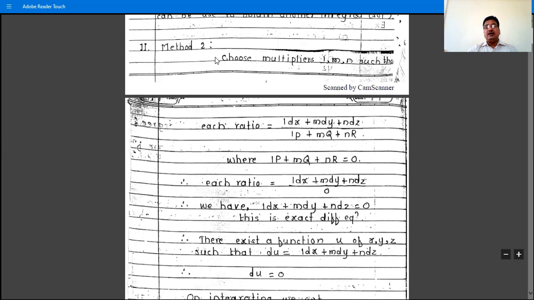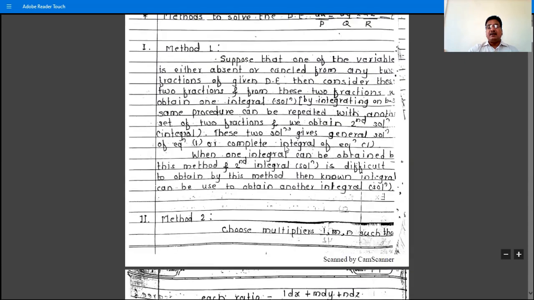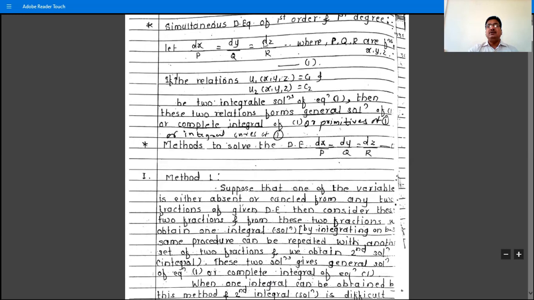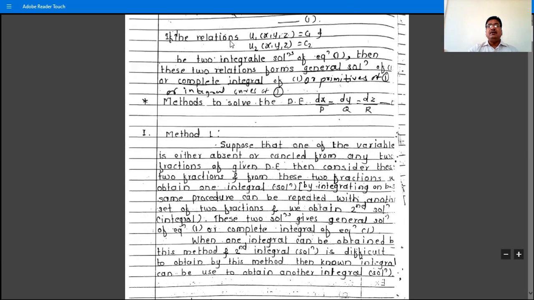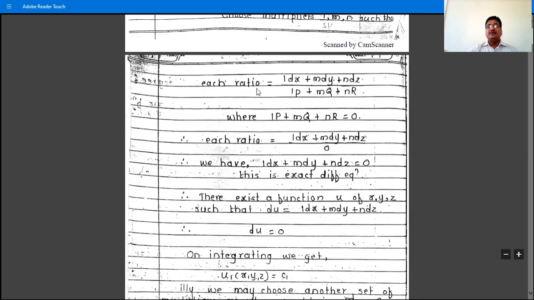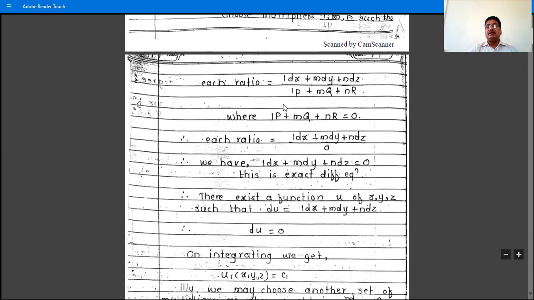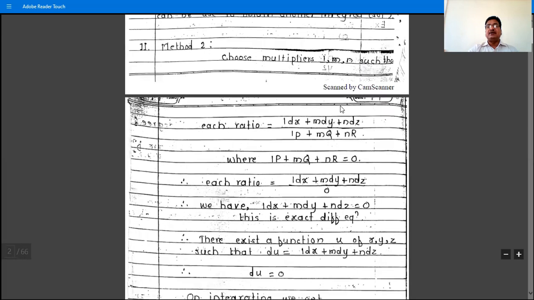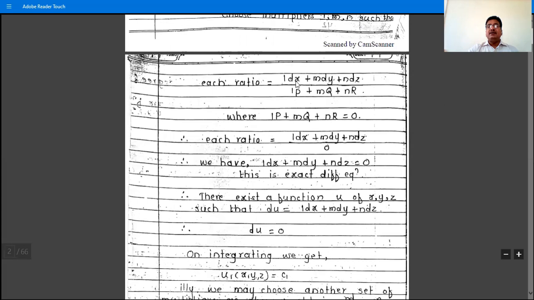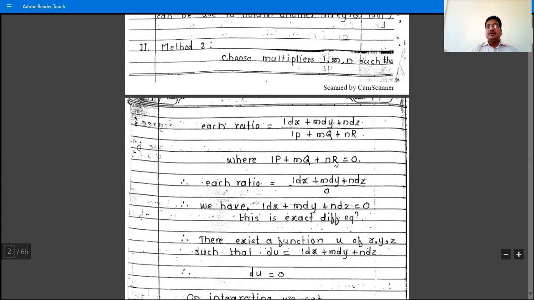And then method number two: if method number one fails, then apply method number two. That is, choose multipliers L, M, N such that each ratio is equal to, if we multiply dx by L, dy by M, and dz by N, and multiply P by L, Q by M, and R by N, and add, each ratio is equal to L dx plus M dy plus N dz divided by LP plus MQ plus NR. That is, find these multipliers L, M, N such that LP plus MQ plus NR is 0. Obviously these are functions of x, y, z, or constants. Using these L, M, N, we have LP plus MQ plus NR equal to 0.